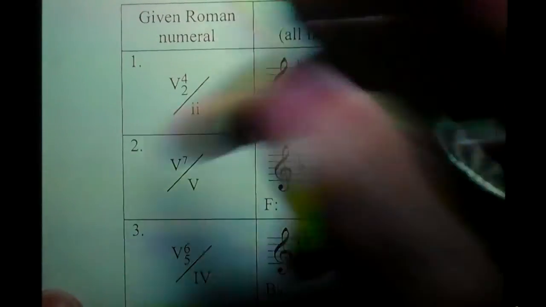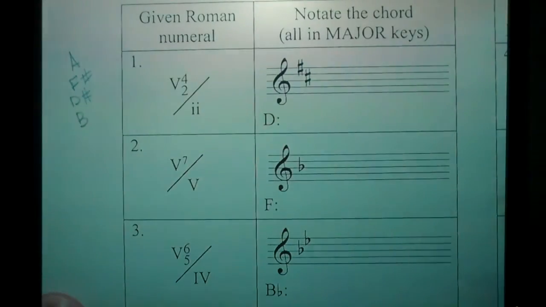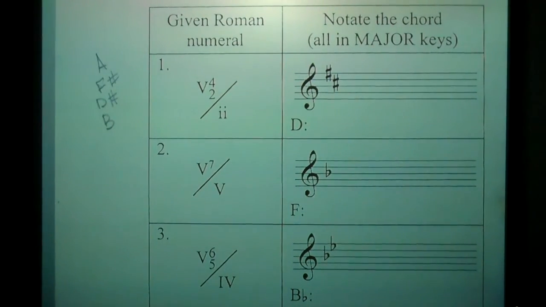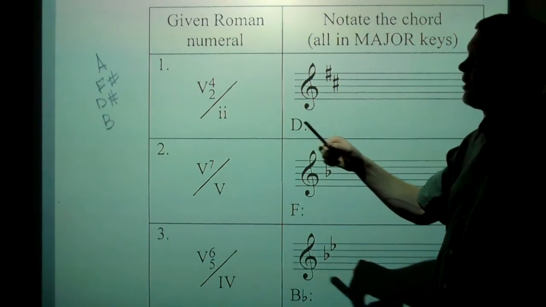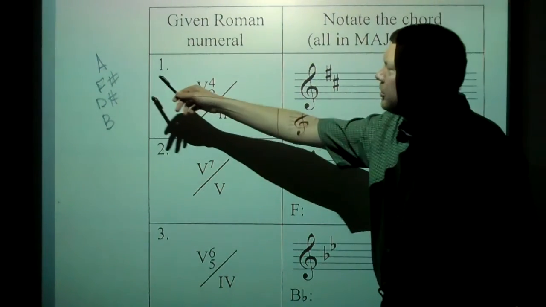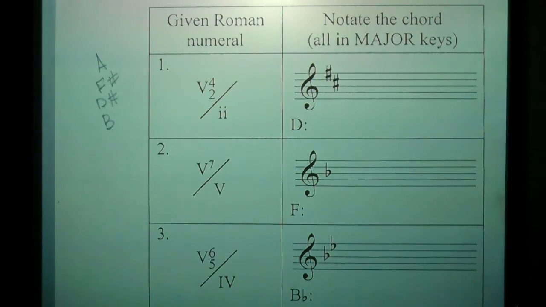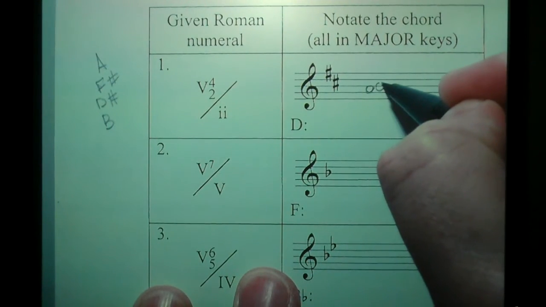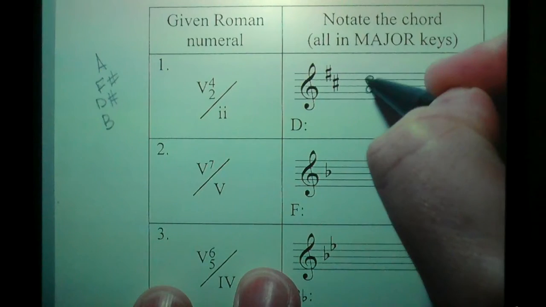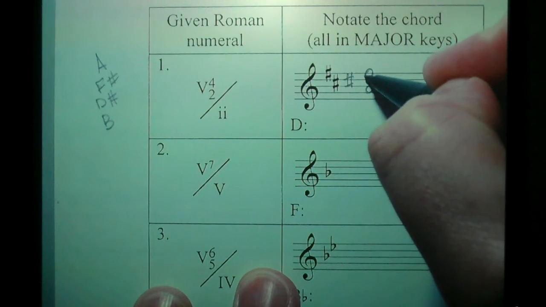Alright, so let's do that here. I'm going to write out in the margin we have B, D sharp, F sharp, and A. Hopefully you can see that. Alright, then I'm going to write it on the staff in the correct inversion and with the correct accidentals. So for third inversion, I'm going to put the A of the chord, the seventh of the chord, on the bottom. So I'll do that here. And so I have A, and then my root B, and then I have D, but D sharp, and then I also need an F sharp.